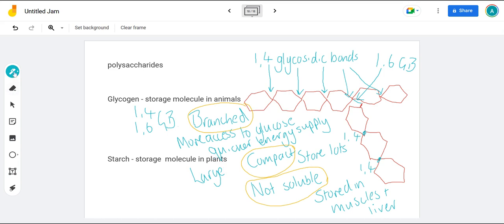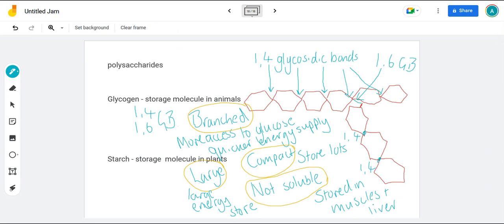Another description of it is you could say it's large. It's a large molecule because it's made of lots and lots of glucose molecules. And because it's large, it's made of lots of glucose molecules, it's obviously storing lots of energy. Okay, so that means it's a large energy store. It stores lots of glucose molecules and therefore the potential to release lots of energy.